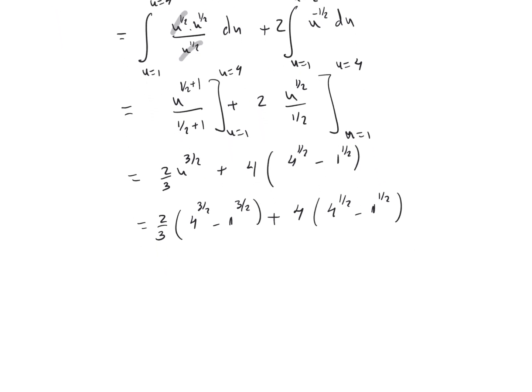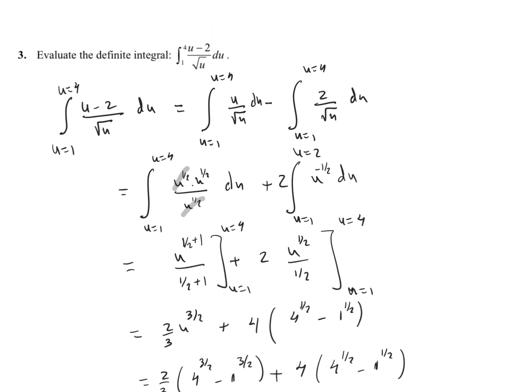Perfect. Let's do it now. It will be the square root of 4 here. The square root of 4 is 2. 2 raised to the power 3 is 8. So it will be 2/3 times 8 minus 1, plus 4 times the square root of 4, which is 2, minus 1. 8 minus 1 is 7. 7 times 2 is 14. 14 divided by 3, plus 2 minus 1 is 1. 1 times 4 is 4. So this is the result. Check it, please, and let me know if I made any mistake.